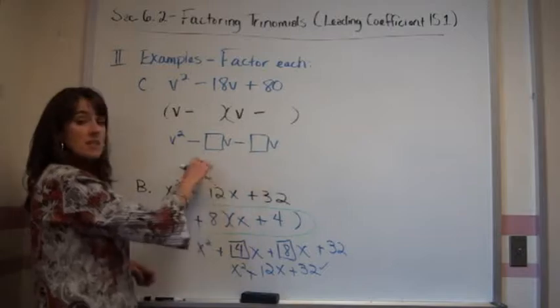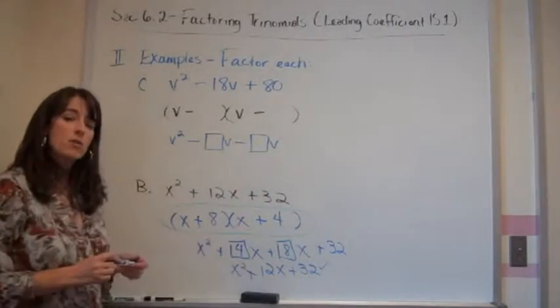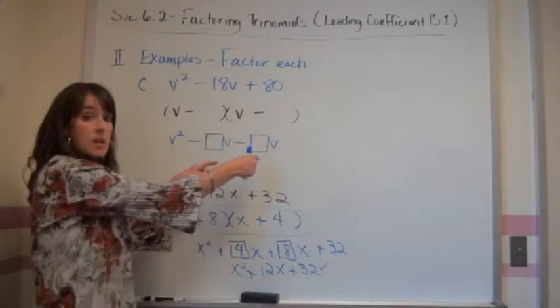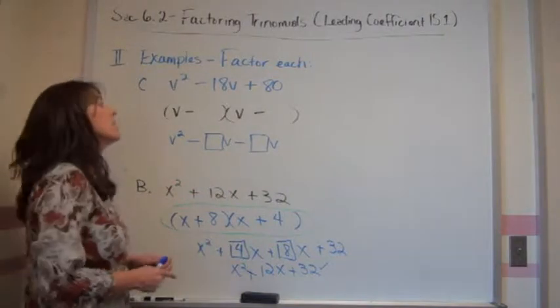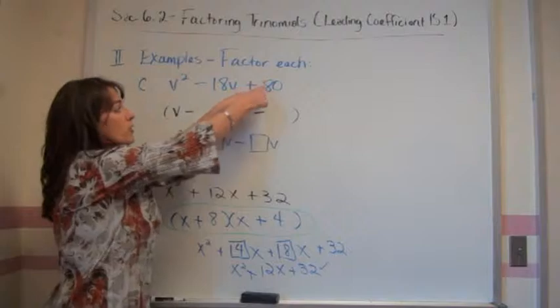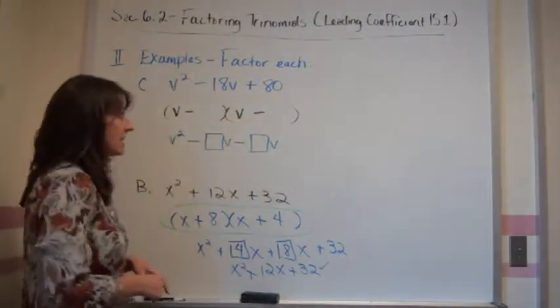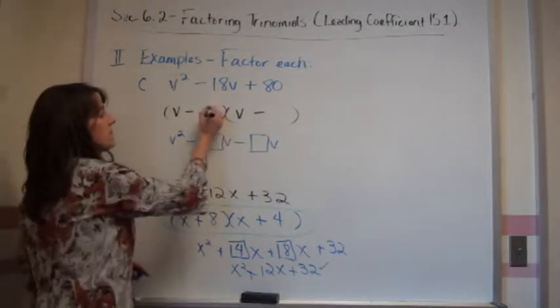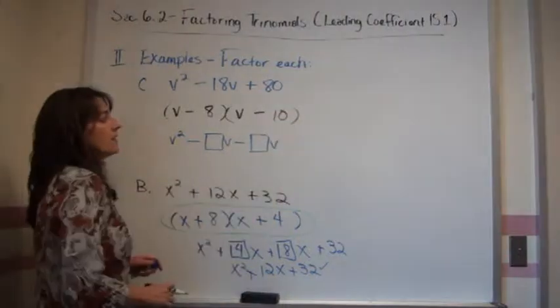And notice again, because these signs are the same, when I combine these two, even though they're both negatives, I'm actually going to add the numbers, add the digits, in order to create this middle term here. So that's why these two numbers need to multiply for 80, add for an 18. What two numbers would those be? That's going to be an 8 and a 10.